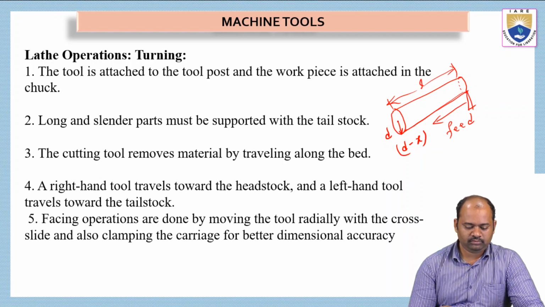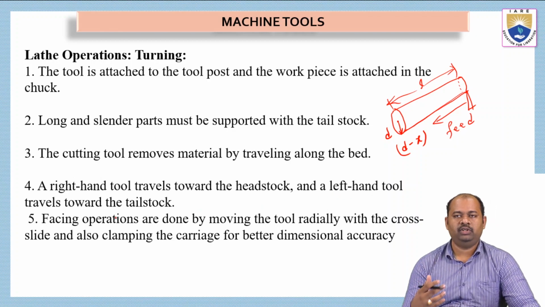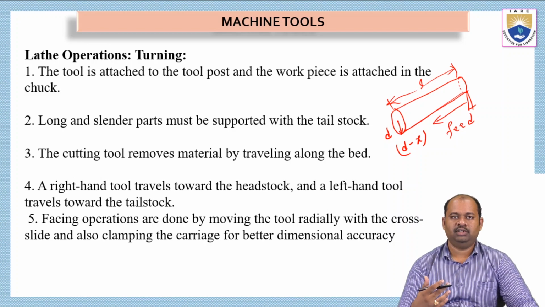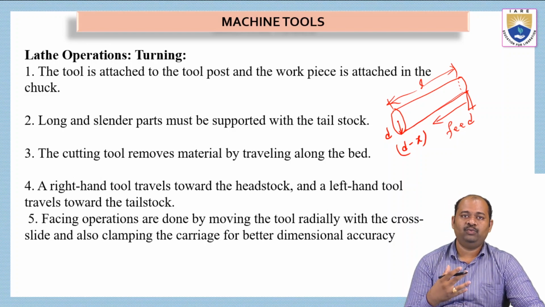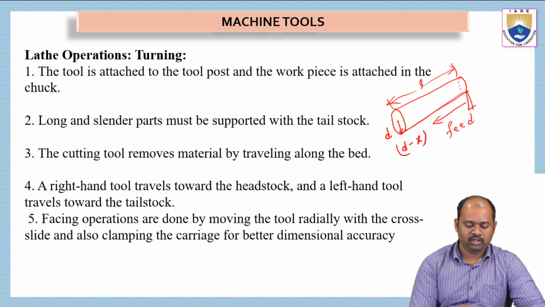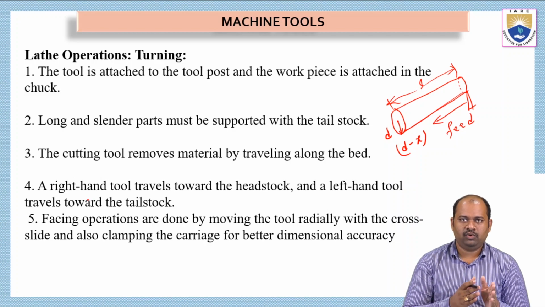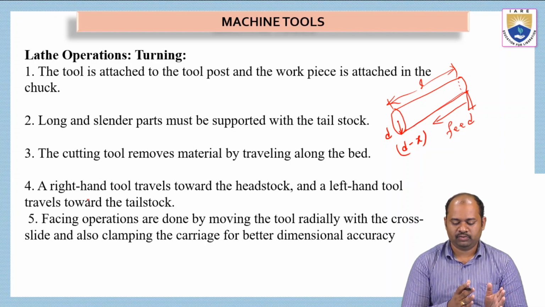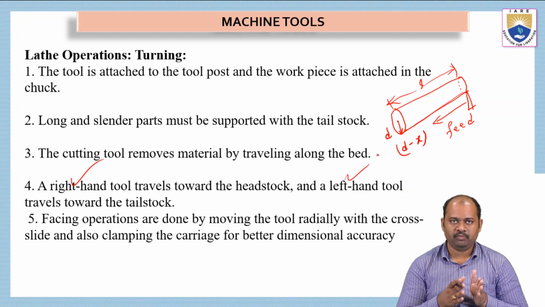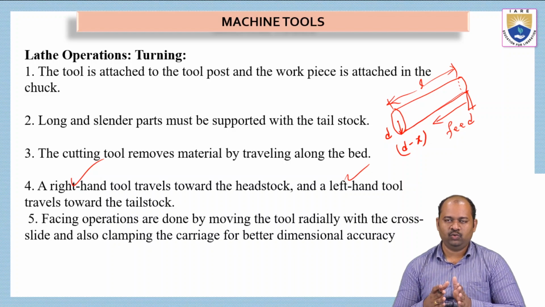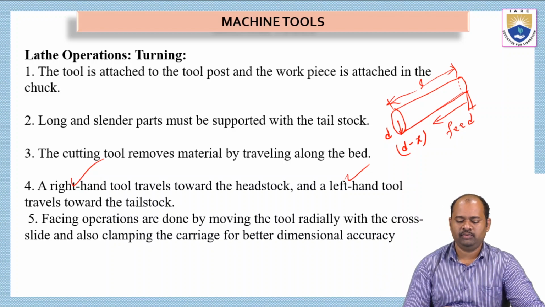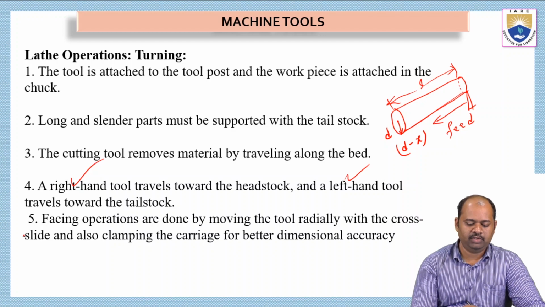And then a right hand tool travels towards the headstock and a left hand tool travels toward the tailstock. So depending on the rotation of the headstock, we have to move the tool in a particular direction. So a right hand tool will move towards the headstock. So I will move the tool towards the headstock from right to left. So that is called a right hand tool. If the tool is a left hand tool, we have to move the tool from left towards the tailstock. So this will be more practical when we see them in the laboratory.